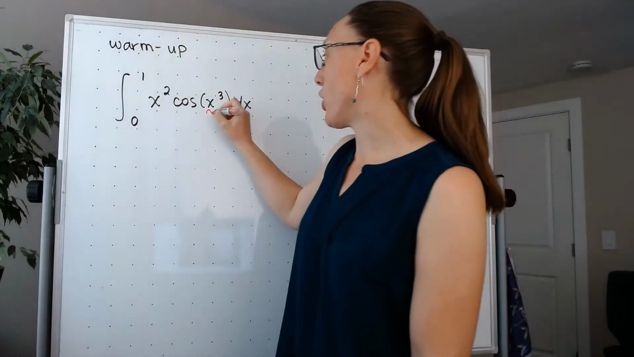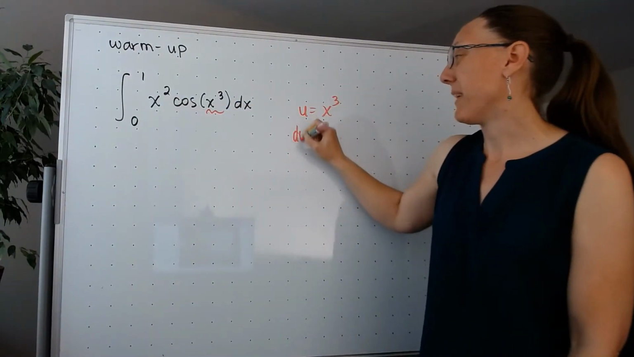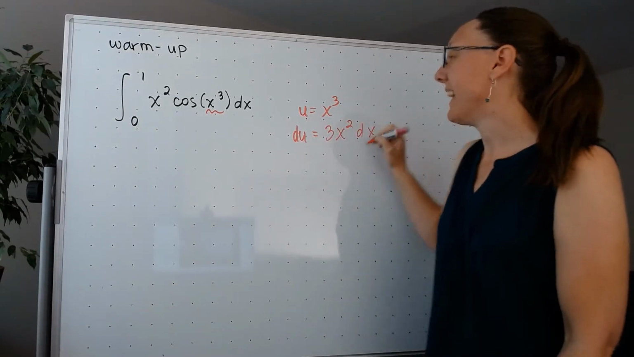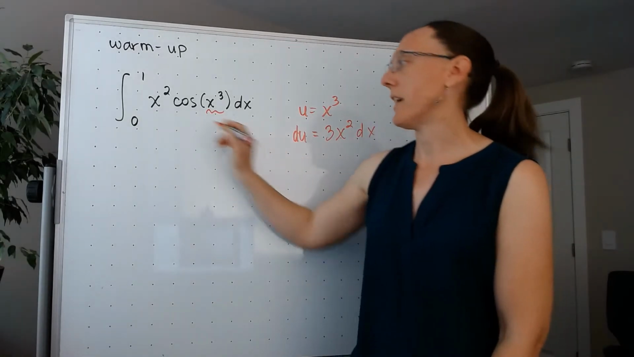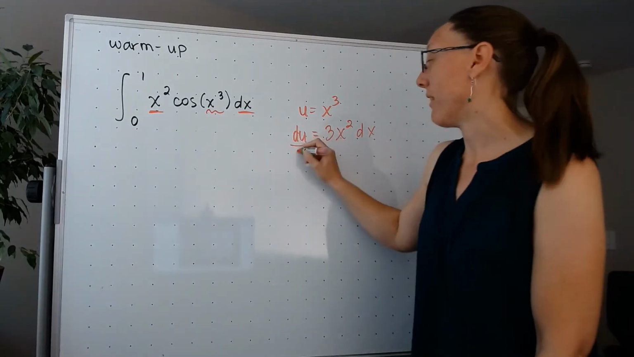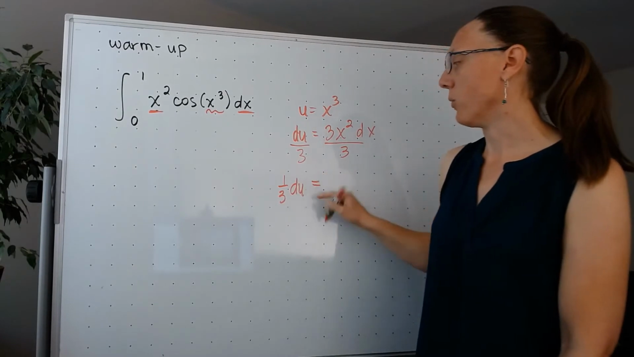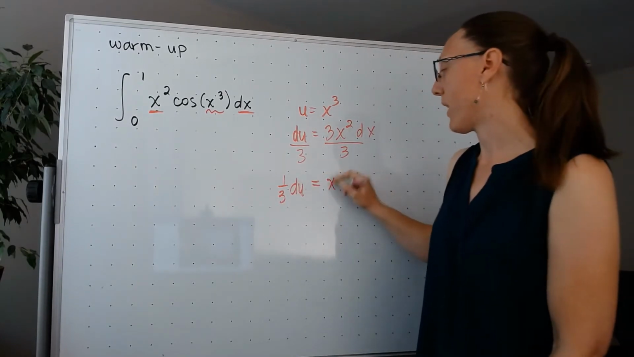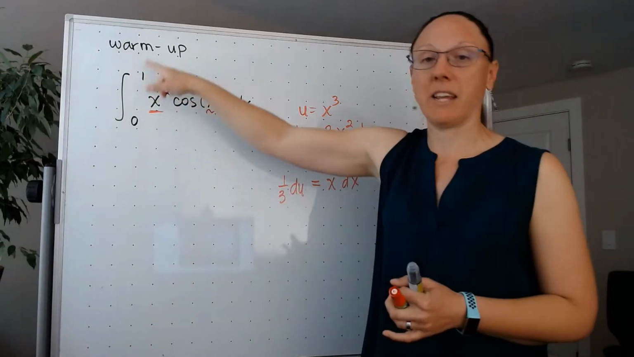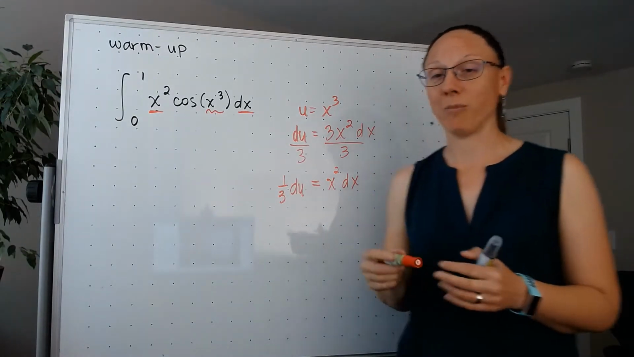If I take this x cubed part and allow that to be equal to u, then my du, or my differential, is going to be 3x squared dx. And we almost have the 3x squared dx because I've got the x squared part and I've got the dx, just not the 3. I'll divide both sides by 3, and that 1/3 du is what I'm going to substitute for x squared dx. Now the other piece of this, because it's a definite integral, I'm going to want to make sure to change the bounds on that integral as well.